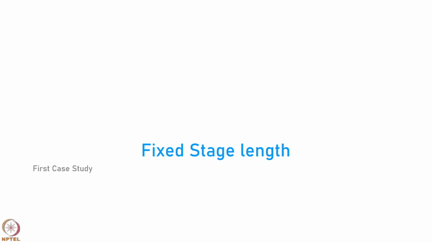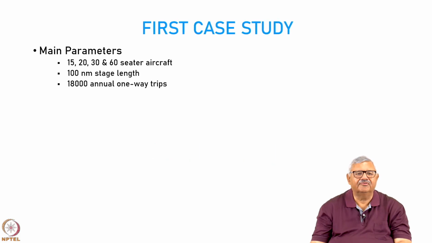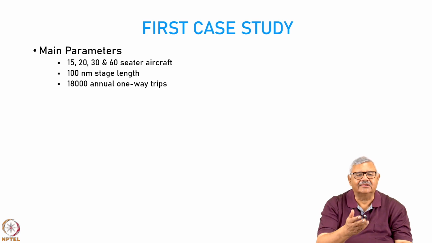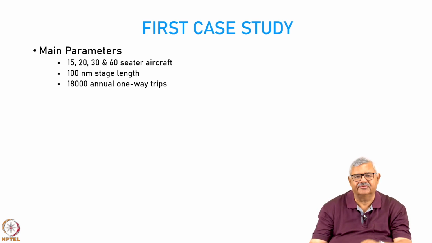Let us look at how CRAGER can be used to carry out various case studies. I will discuss two case studies. First is a case study with the fixed stage length, and in this particular study we assume that there are 4 aircraft with 15, 20, 30 and 60 seats. They are operating at a very small stage length of 100 nautical miles, and they are catered to operate 18,000 annual one-way trips. These are assumptions.